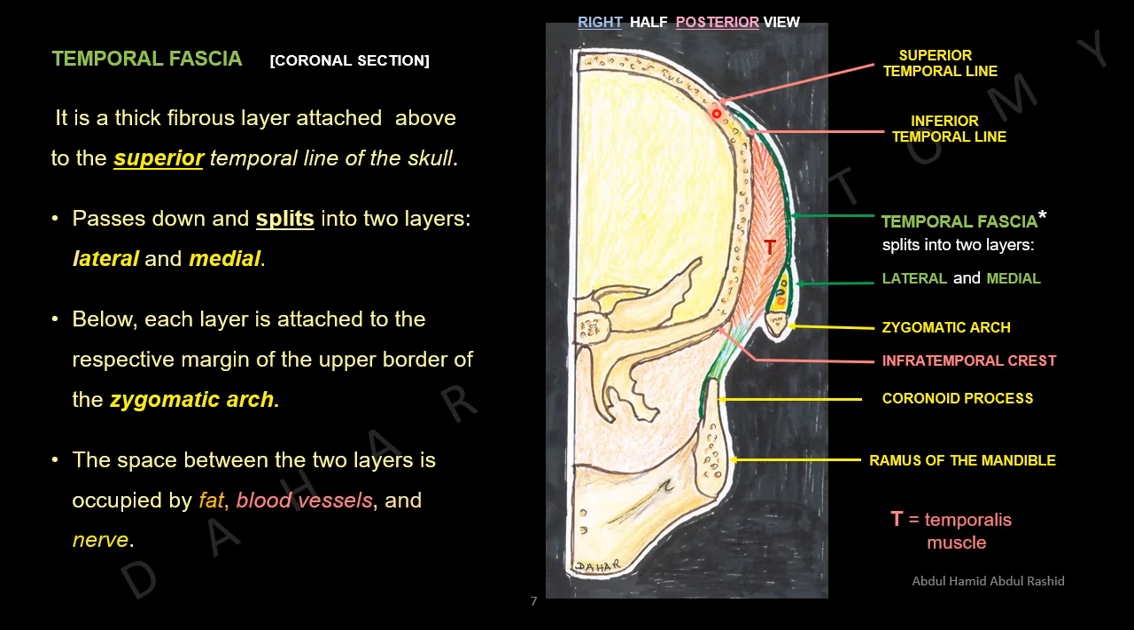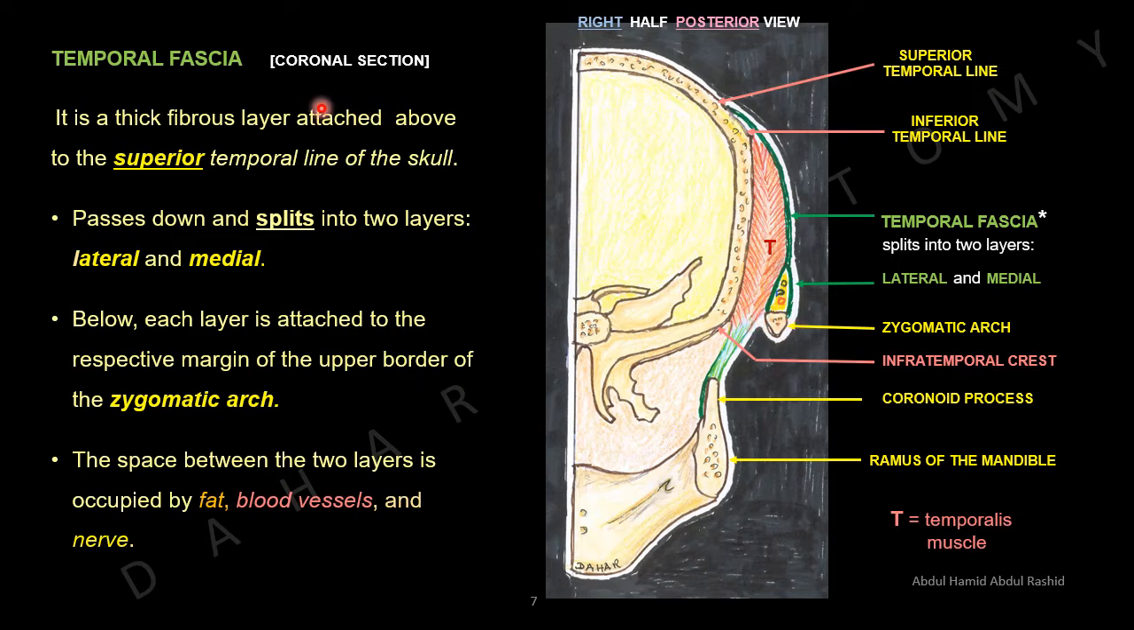This is the superior temporal line. This is the inferior temporal line, and this is the infratemporal crest. This is the coronoid process, and this is the ramus of the mandible. This is the zygomatic arch. This is the upper border. It has lateral margins and medial margins of the upper border.